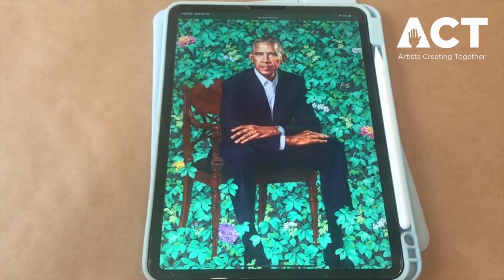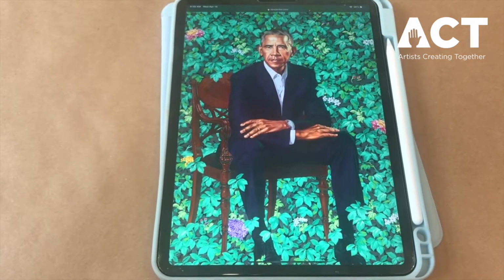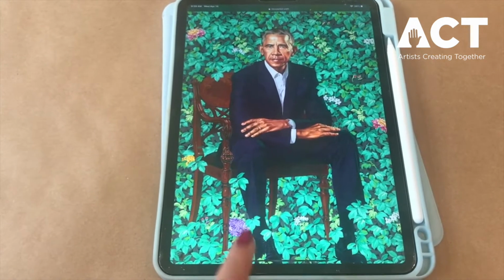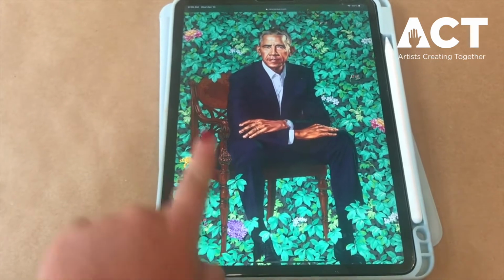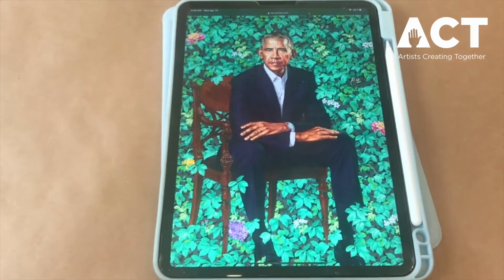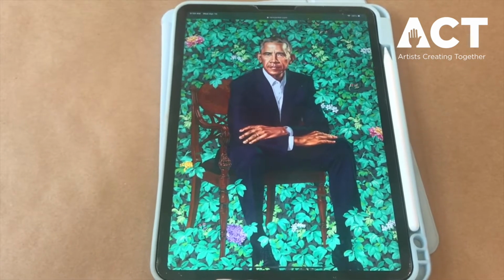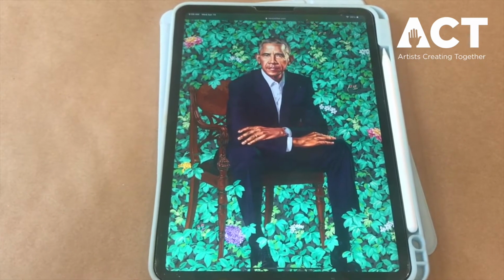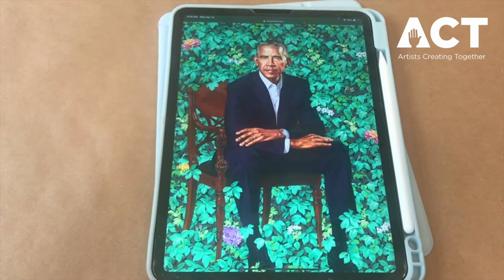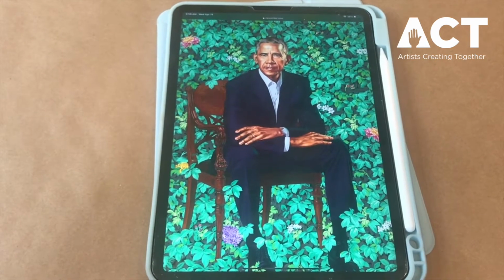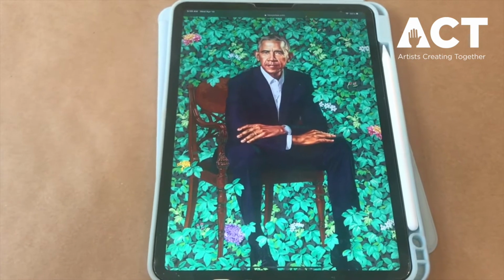Here's another painting he's done, a painting of former President Barack Obama. In this painting, he's put the leaves surrounding the legs of the figure and the chair. This helps the viewer have that visual tension so they don't really know what's in the foreground and what's in the background. The foreground is the subject in the front and the background is the subject in the back. This helps visual interest and visual depth.